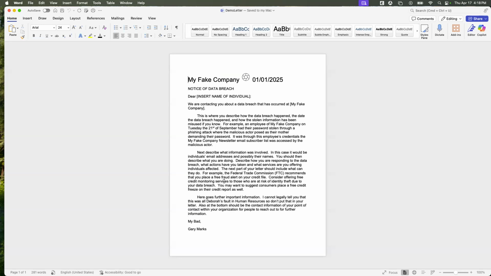For example, the Federal Trade Commission, FTC, recommends that you place a free fraud alert on your credit file. Consider offering free credit monitoring services to those who are at risk of identity theft due to your data breach. You may want to suggest consumers place a free credit freeze on their credit report as well. And then, as you continue in the letter, here goes more important information.